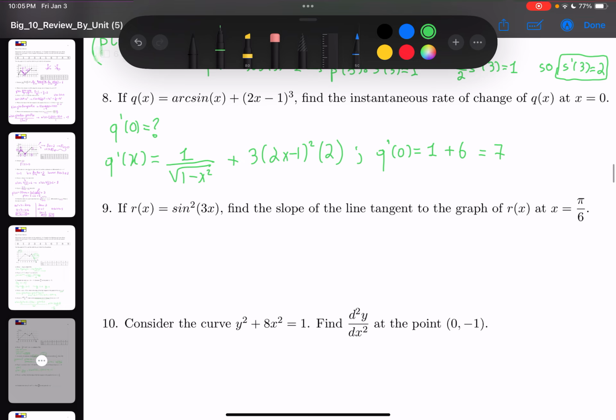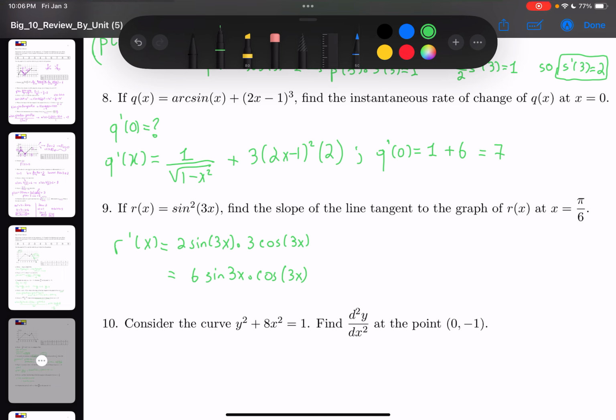Okay, number 9. If r of x is equal to sine squared 3x, find the slope of the line tangent. Once again, we're going to do the same exact thing. At x is equal to pi over 6. So r prime of x is going to be 2 sine 3x, but we have to multiply by the derivative of sine 3x, which is going to be 3 cosine 3x, which is eventually going to be 6 sine 3x cosine 3x. All right.